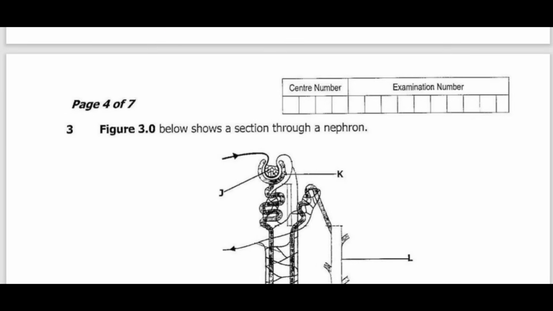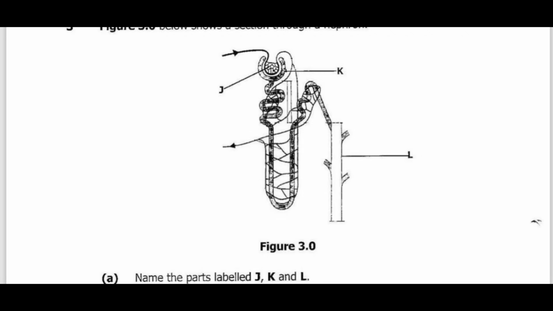Let us move to question 3. Below shows a section through a nephron. So this is a nephron. We have J, K, and also L. We have to identify these parts. When you look at J, J is the glomerulus.